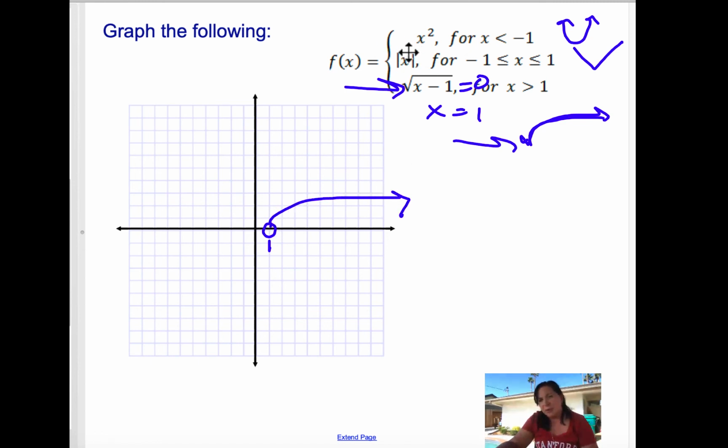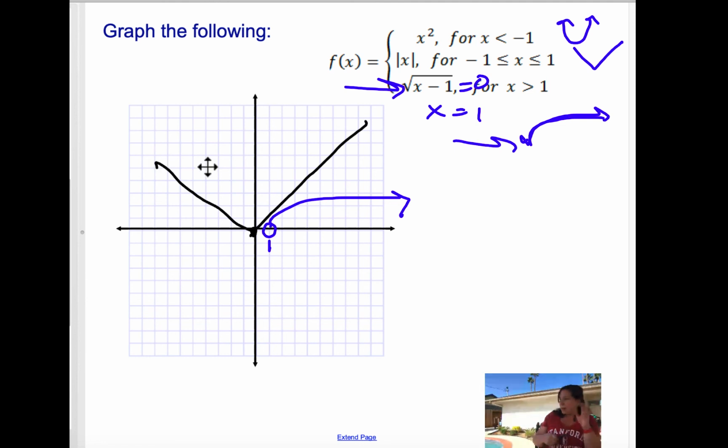For this one, which is my absolute value, this normally would go here at 0, 0, and it would go like this. Got bit by a bee here. And it would go back there. And so this is saying I only have values that work from negative 1 to 1.